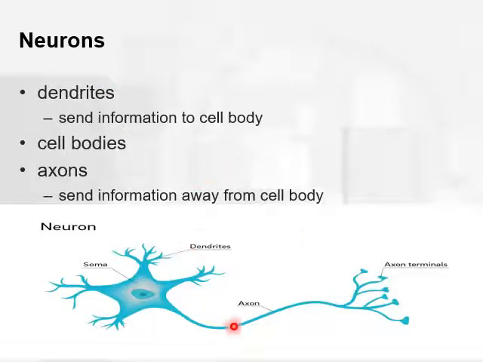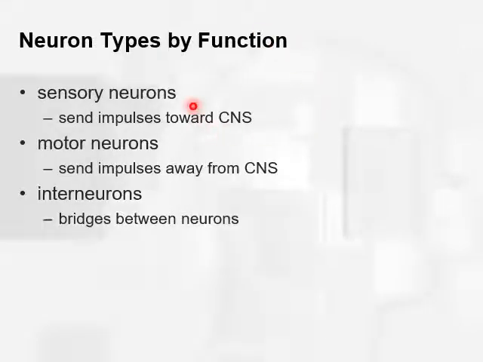As regards the neurons, we have three parts: the axon, cell body, and the dendrites. The dendrites send the information to the cell bodies, while the axon carries the information away from the cell body. The neurons can be classified according to function into sensory neurons, which send impulses towards the central nervous system, and the motor neurons, which carry the commands or the orders away from the central nervous system to the peripheral nervous system. The interneurons connect or form bridges between the neurons.